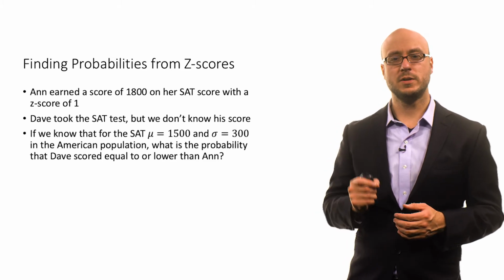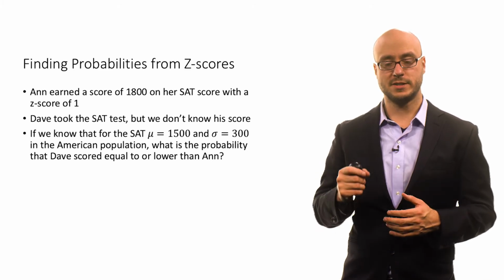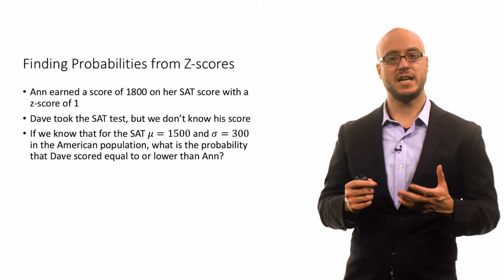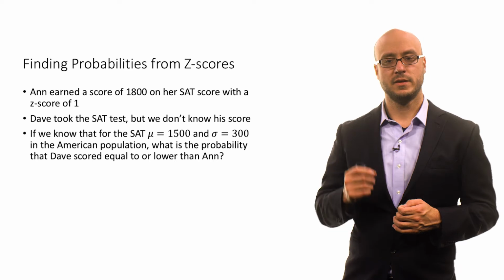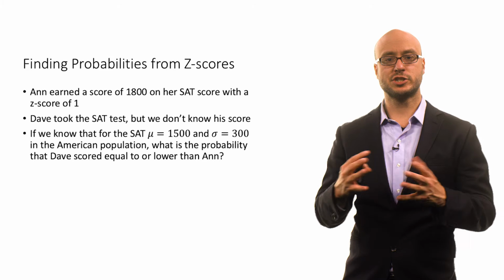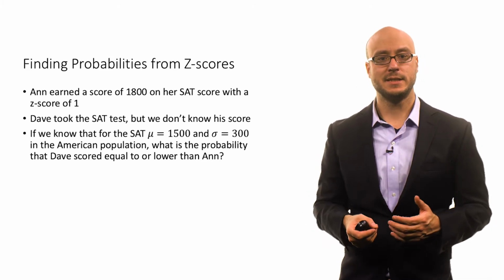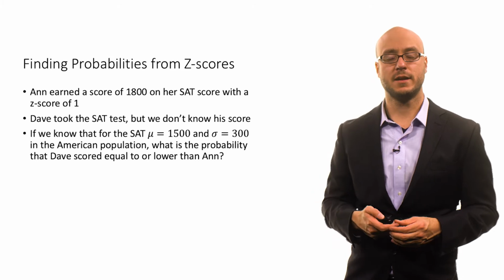Suppose we knew that in the population, the average SAT score is 1500, and that the standard deviation is 300. Then we might ask, what is the probability that Dave scored equal to or lower than Anne? Just treating Dave as a random person from the population, how likely is it that Dave scored equal to or lower than Anne?